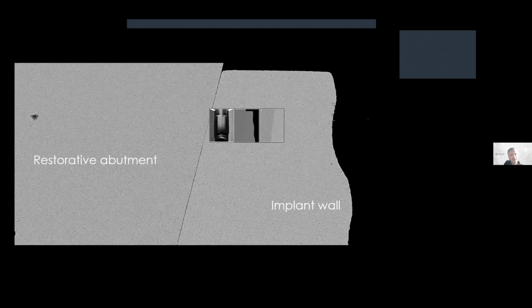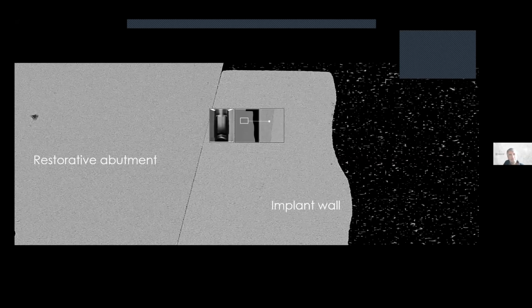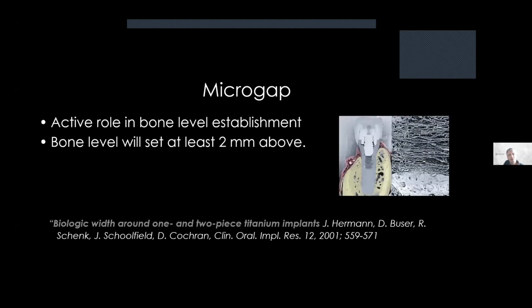So you can see it here on the left side, the restorative abutment, and on the right side, the implant wall. Okay, this is the micro gap. And we know that bone level will sit at least 2 millimeters above this connection. So it's better to have this kind of implants like Vega and Vega Plus that I will show you later, with a high primary stability and conical connection with a good sealing of the restorations.